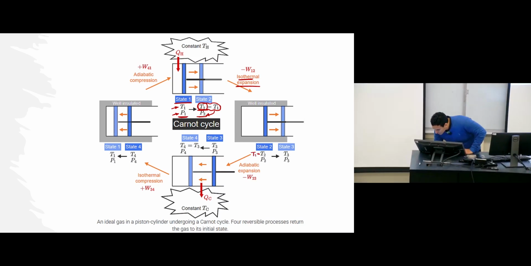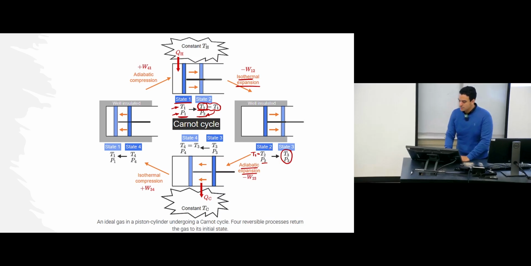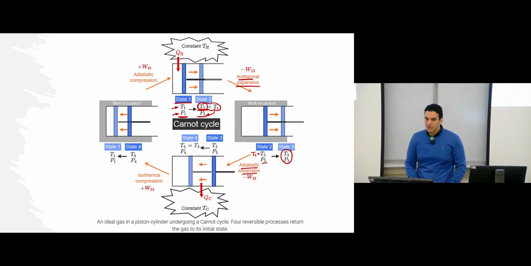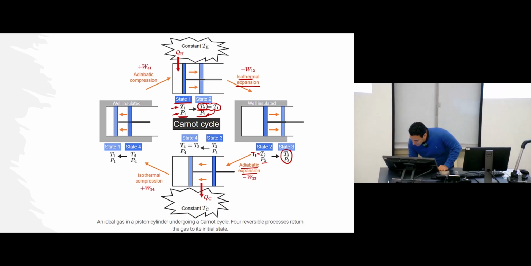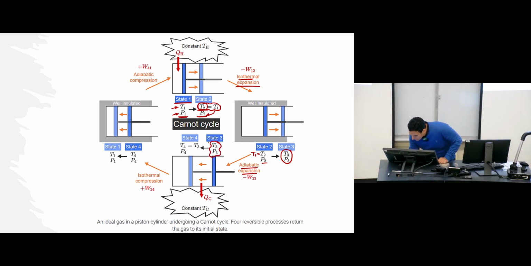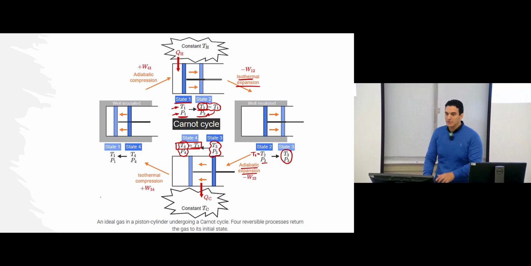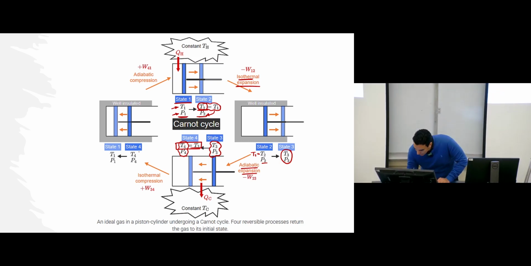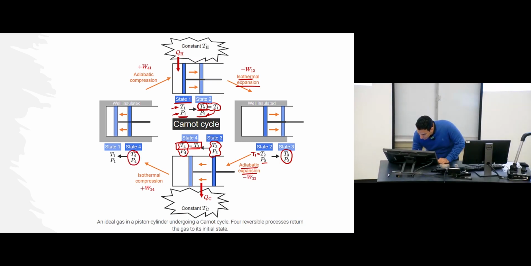Then this is state number 2. We have T2, which is equal to T1, and we have P2. We have the adiabatic expansion process. So what will happen? The temperature and the pressure will change in this process, from state number 2 to state number 3. Then we have isothermal compression. So we change from T3, P3 to T4 and P4, but since the process is isothermal, you don't have any changes in the temperature. In the 4th step, we return the conditions from T4, P4 to the original one, T1, P1.